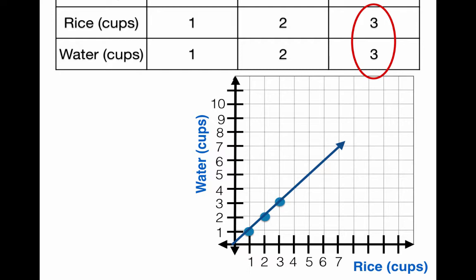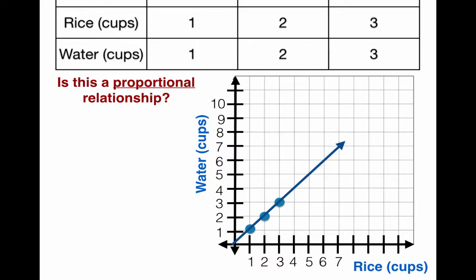Because if your graph is truly done neatly, you're going to be able to answer this question. And the question is: is this a proportional relationship? To be a proportion, you have to have 3 things. Is it proportional? Well, let's go through those 3 things.